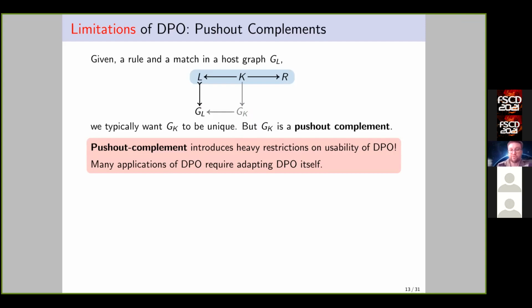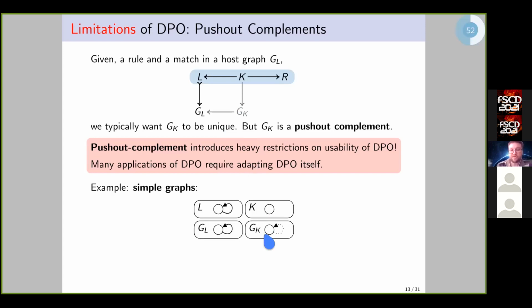So if you look in the literature, many applications of DPO actually require adapting DPO itself. These applications of DPO for a certain category then choose a very particular pushout complement. So while DPO looks like a uniform framework, if you look closely, this is a bit of cheating, because these pushout complements are often picked by a particular strategy.